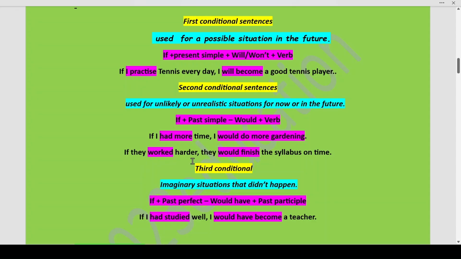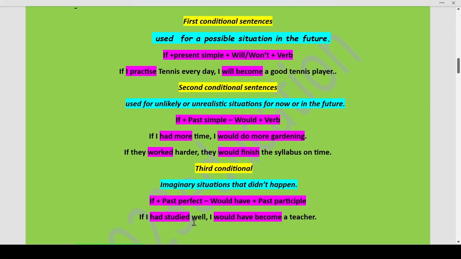If they worked harder, they would finish the syllabus on time. Two clauses: if they worked harder, and they would finish the syllabus on time. So worked is in past simple tense, and would finish has the modal verb. Now, the third conditional is imaginary situations that did not happen. We are just imagining them. Then the clauses will be if plus past perfect, and the second clause will have would have plus the past participle.